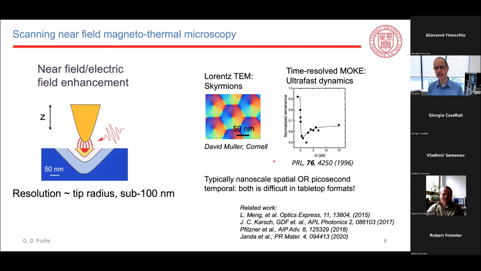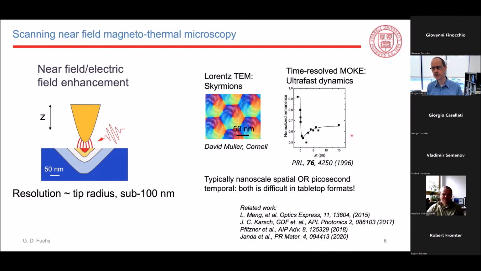Just to put that in context, there are many techniques of microscopy that can give you one or the other. For instance, this is work from my colleague David Muller here at Cornell, and he's showing magnetic skyrmions imaged with Lorentz tachography using a transmission electron microscope. The spatial resolution is 1 nanometer. It's fabulous. On the other hand, this is a static image. It can't move. We can't see anything happening dynamically.